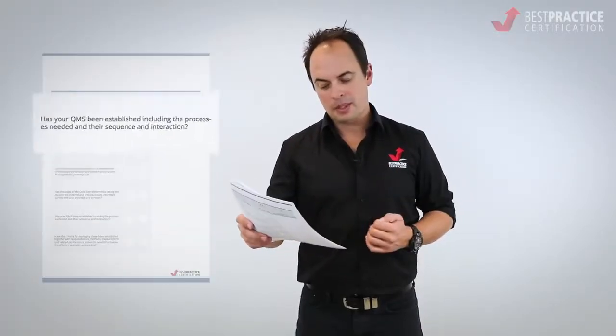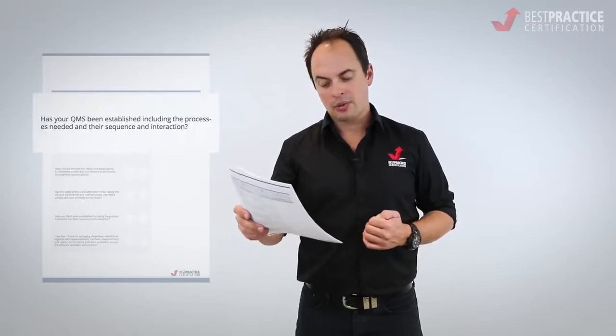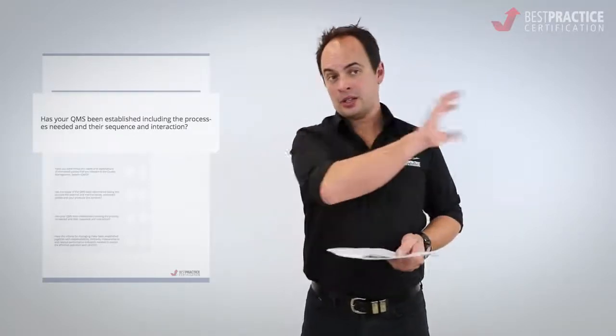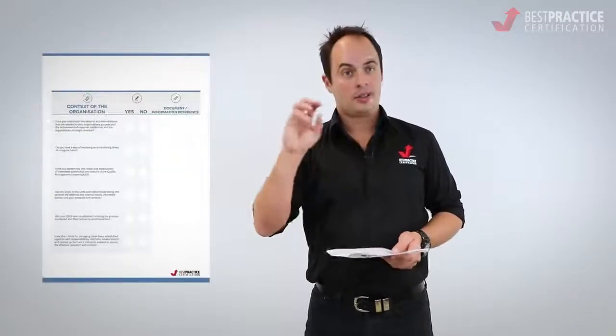Has your quality management system been established, including the processes needed and their sequence and interaction? Now, a little process map that says, sales and marketing and finance and operations and human resources, for example, or warehousing or supply or project management. We've done that on a bunch of our different YouTube videos here.